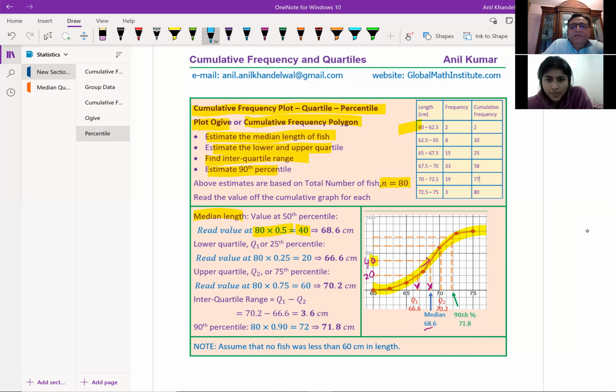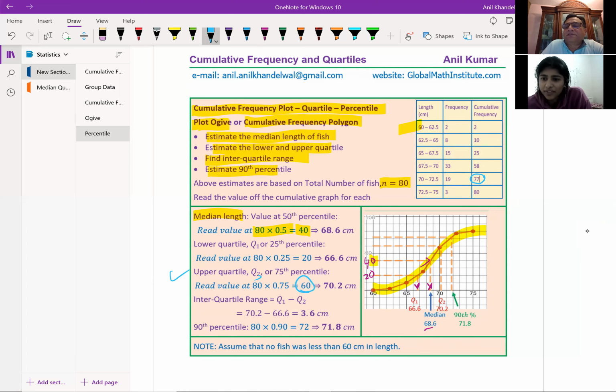You are saying that 60 is the value you are looking for to find the upper. This should not be upper. Upper quartile means Q3, right? Okay, Q3. So upper quartile is the 75th percentile, and you're looking for a value which is 60. Now in your graph, where will 60 come? 60 will come here, right?